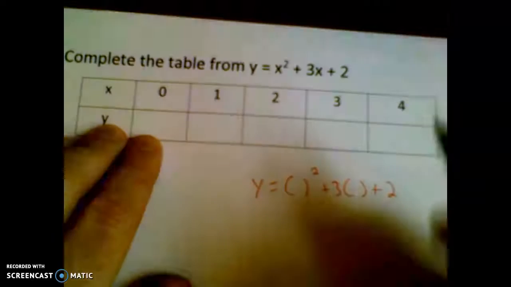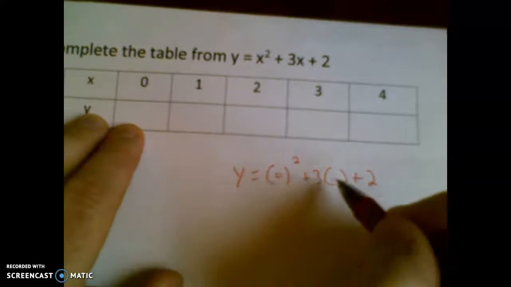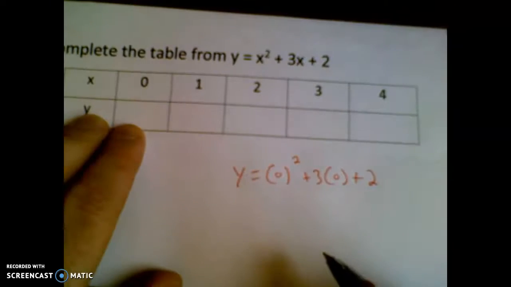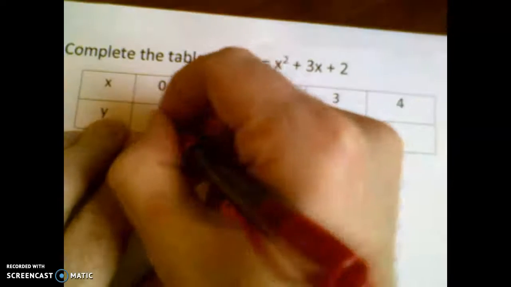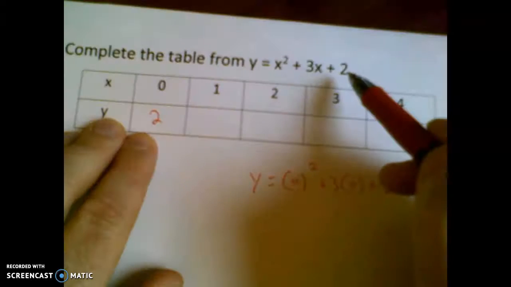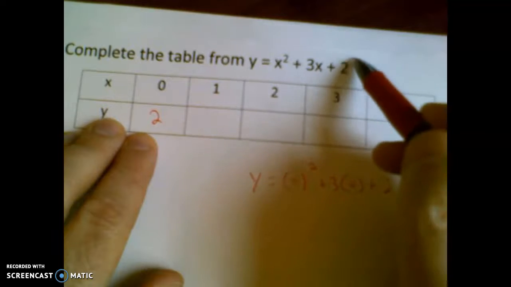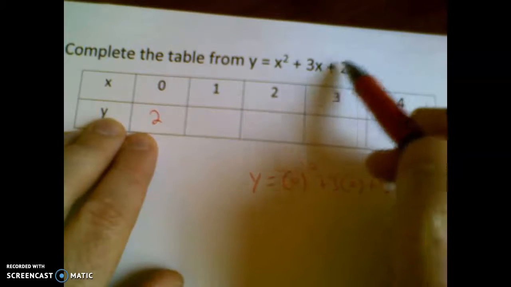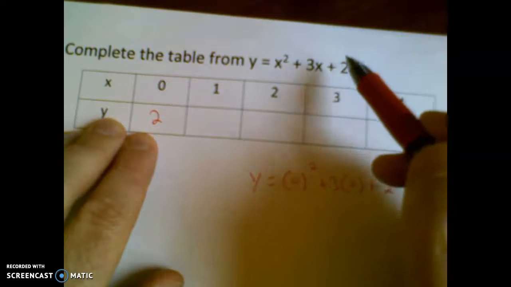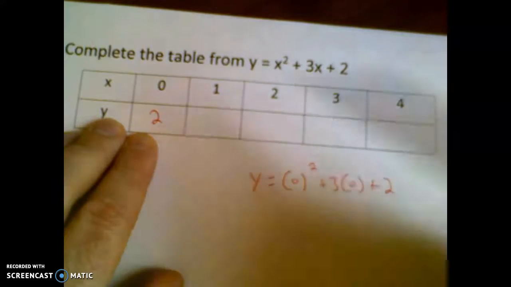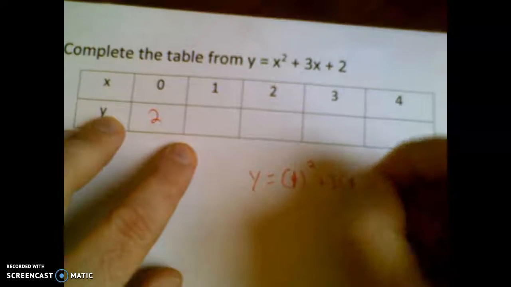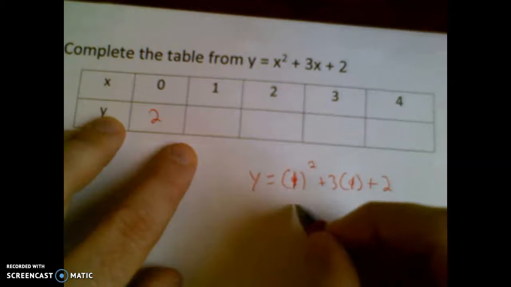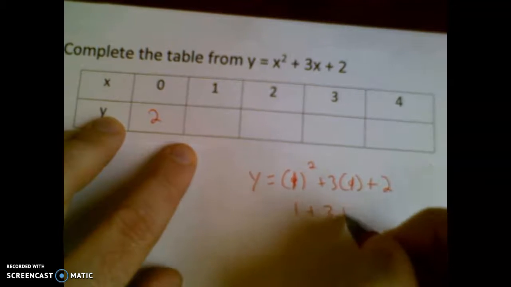So again, if x is 0, you put 0 into each of the parentheses. 0 squared is 0, plus 3 times 0 is still 0, plus 2, and there you have it. And notice that the number at the end, just like in a linear equation, is still your y-intercept. The one without a variable next to it is still the y-intercept. If x is 1, we then make all of these values 1. So 1 squared is 1, 3 times 1 is 3, plus 2, and we get 6.